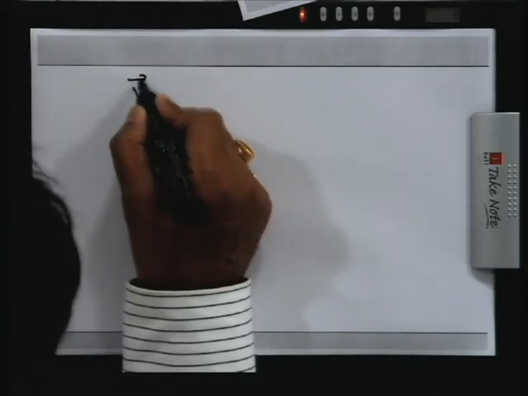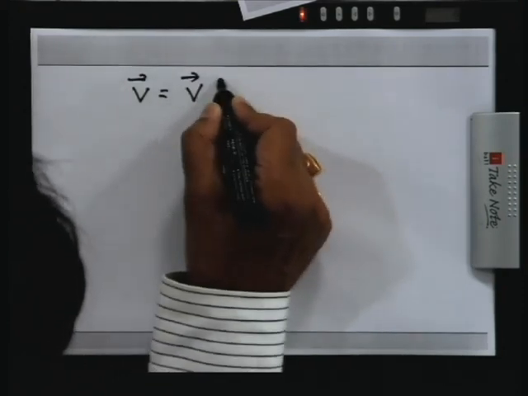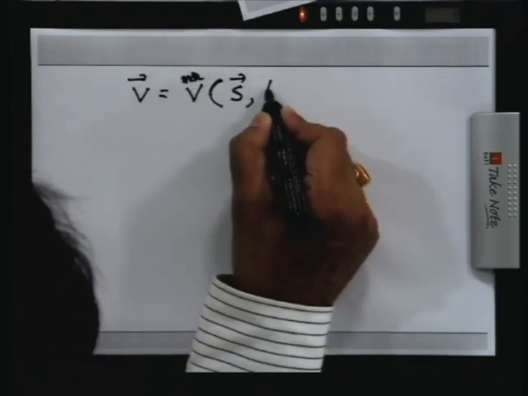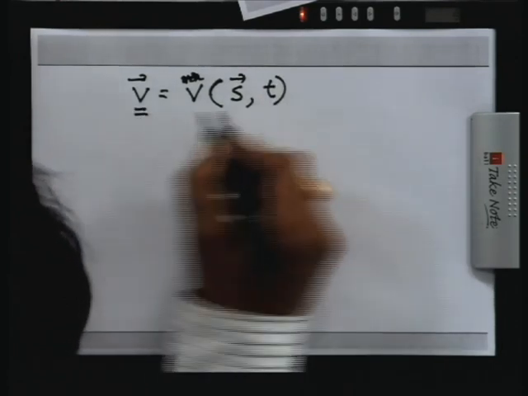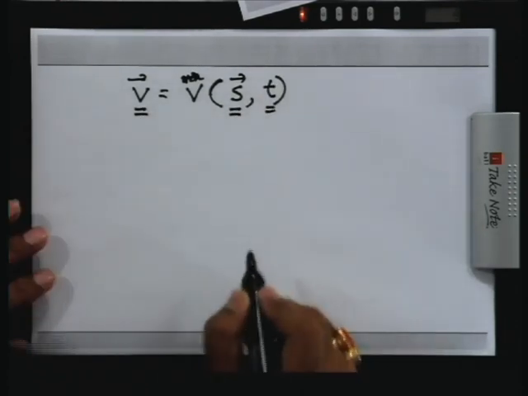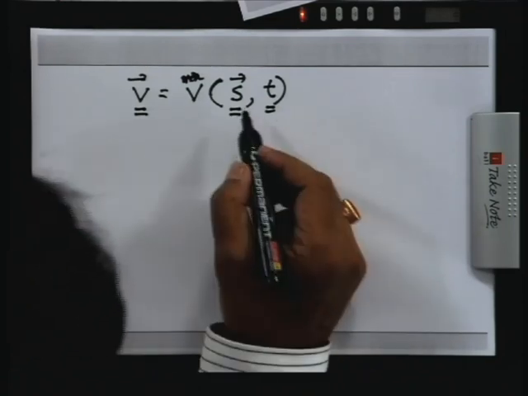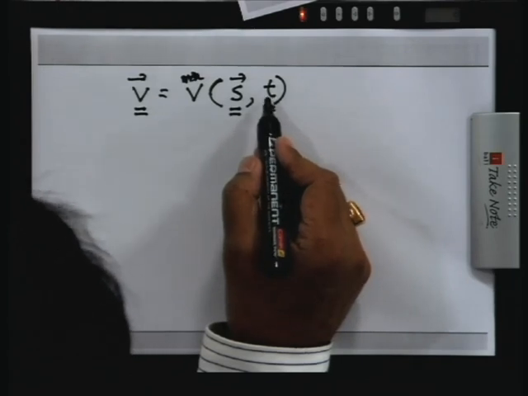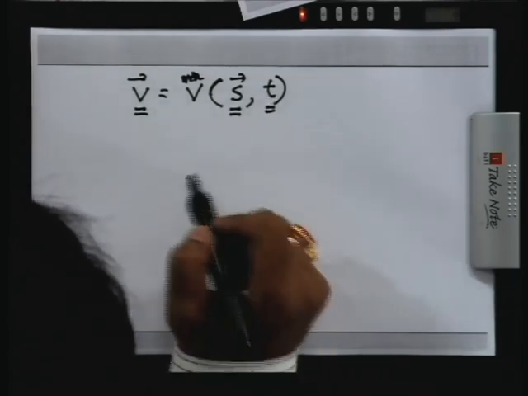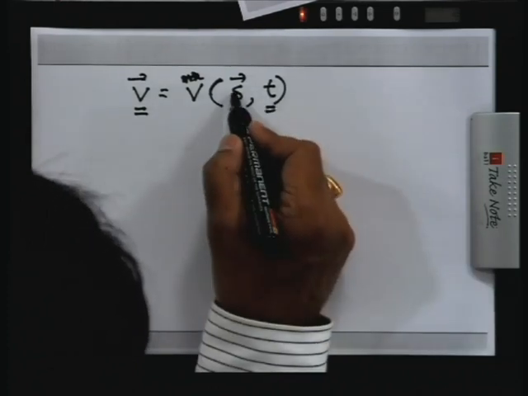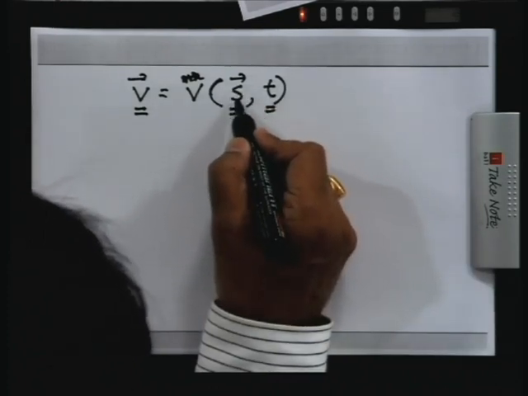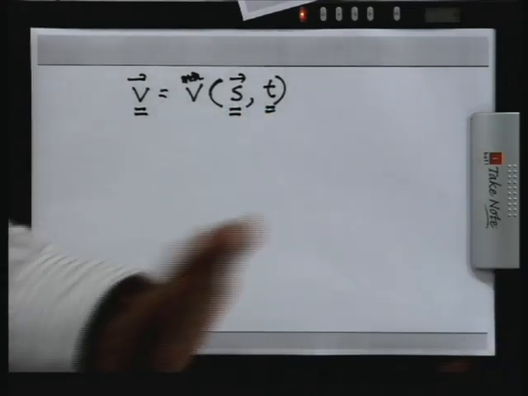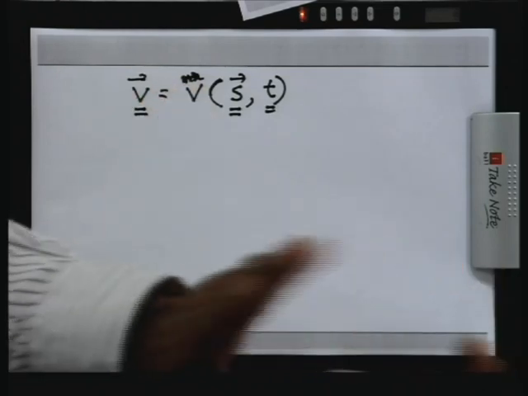V is a function of space coordinate and time. So, in general, V is a function of space coordinate and time. It is expressed like this. Now, when the flow is not a function of time, that is known as steady flow. And when the flow is not a function of space coordinate, that flow is known as uniform flow. So, one has to understand that the dependence on time indicates whether the flow is steady or unsteady.